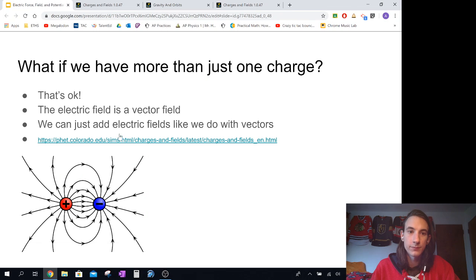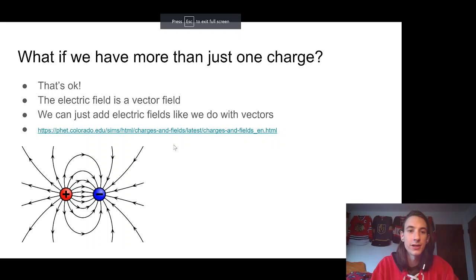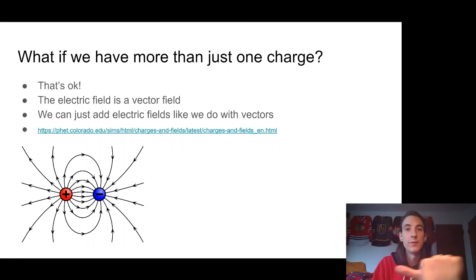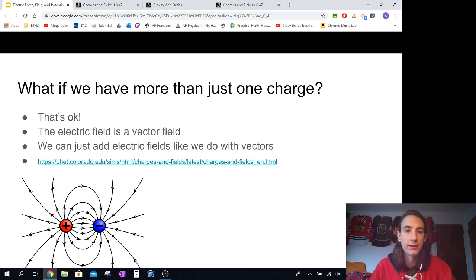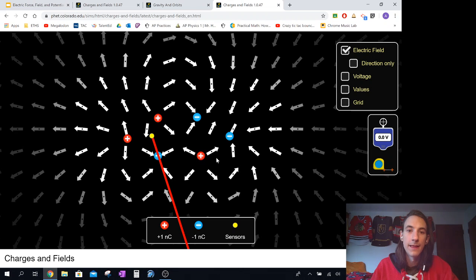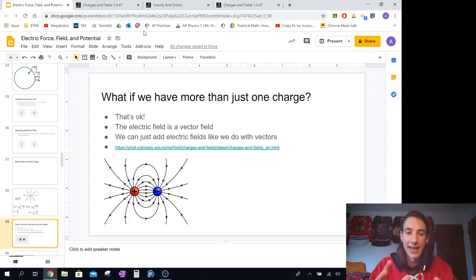But yeah. So if we had something like a positive charge and a negative charge right next to each other, we'd see we have this push from the positive side and attraction to the negative side, and we'd see that trend throughout our field. When we have these different configurations, it gets more complicated, but it really is just a vector field. It's just saying, let's add these electric fields together.